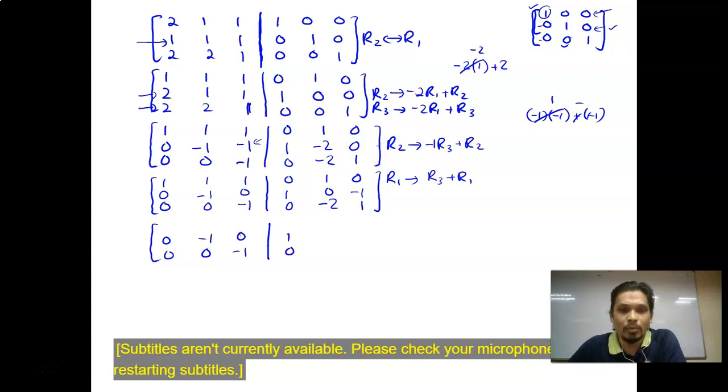One, 0, 0, -2, -1, and 1. Okay, so R1, which is R3 plus R1. 0 plus 1, 1. 0 plus 1, 1. -1 plus 1, 0. 0 plus 0, 0. -2 plus 1, -1. And 1 plus 0, 1.